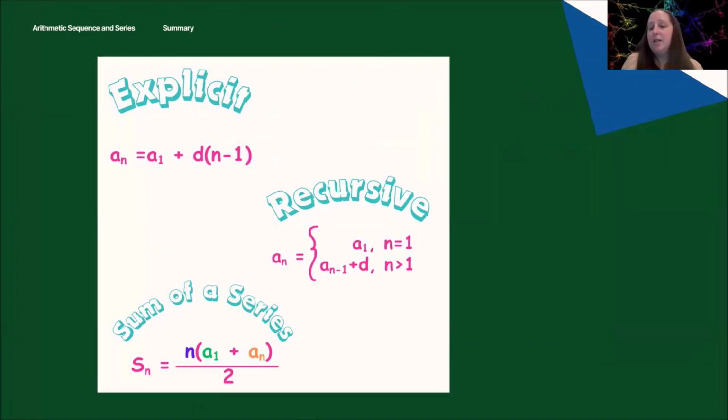So again, summary: explicit formula, recursive formula, and sum of a series. Those are really the 3 important things that you need to know here. You can also use sigma notation. It'll go back and forth between sigma notation and just writing out the series. And that is the end of lesson 4.